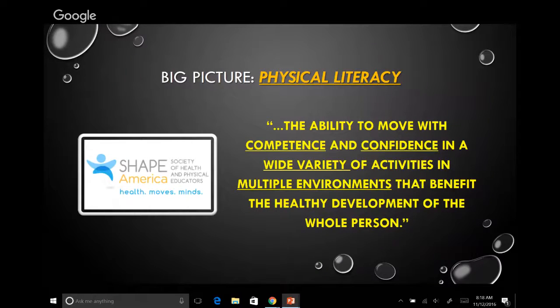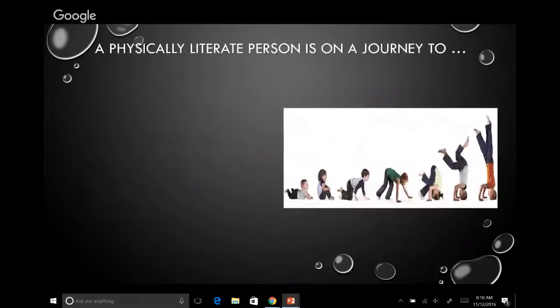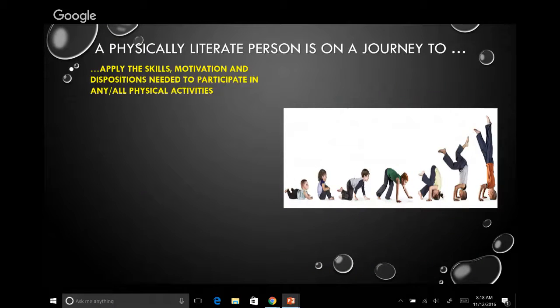So let's even open up the picture even wider. This is where we have this big, huge picture that's beyond school, which is physical literacy. Physical literacy is the foundation upon which our national standards have been crafted. It is the ability to move with competence and confidence in a variety of activities in multiple environments that benefit the healthy development of the whole person. If you were listening to Terry's session, you heard a lot about this. Basically, a physically literate person is on a journey to apply the skills, motivation, and dispositions needed to participate in any and all physical activities.